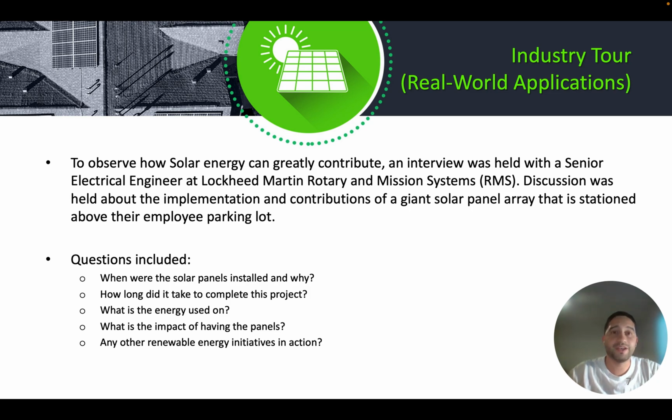Part of this project included an industry tour to look at some real-life applications. To observe how solar energy can greatly contribute, an interview was held with a senior electrical engineer at Lockheed Martin. Discussion was held about the implementation and contributions of a giant solar panel array that is stationed above their employee parking lot. Some of the questions included: when were the solar panels installed and why?